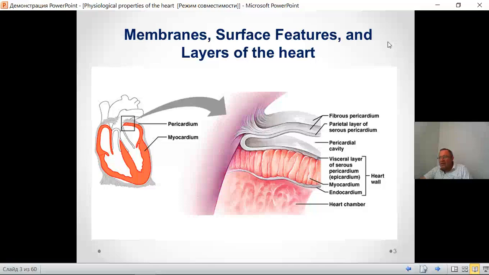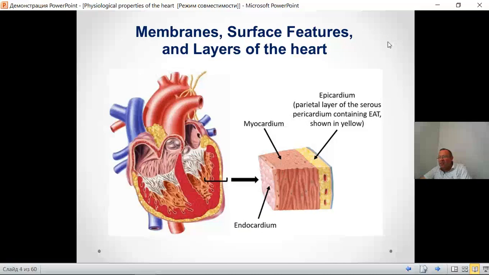Layers. The wall is composed of three layers of unequal thickness, from superficial to deep. These are the epicardium, myocardium, and endocardium. The outermost layer of the wall of the heart is also the innermost layer of the pericardium: the epicardium, or the visceral pericardium discussed earlier.